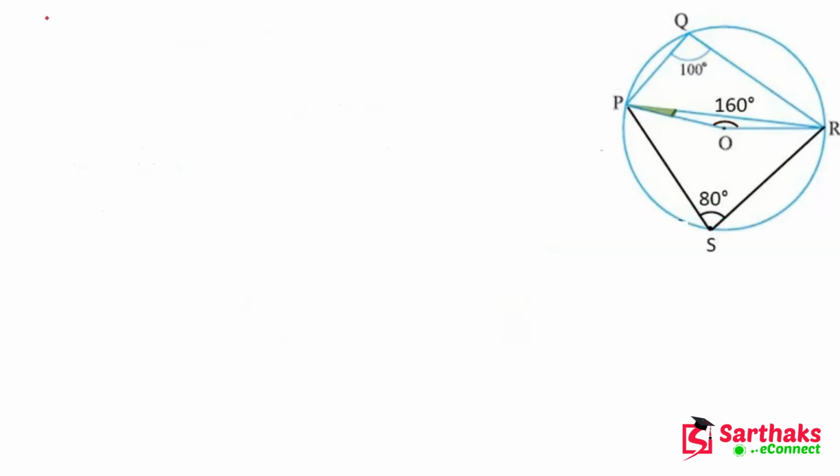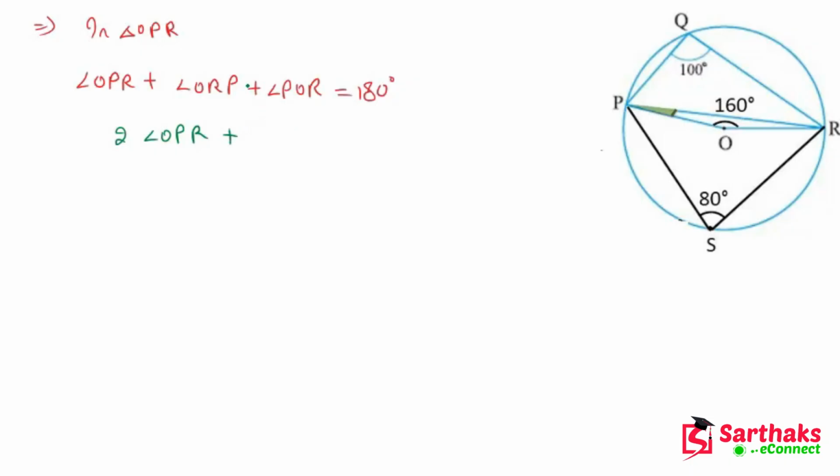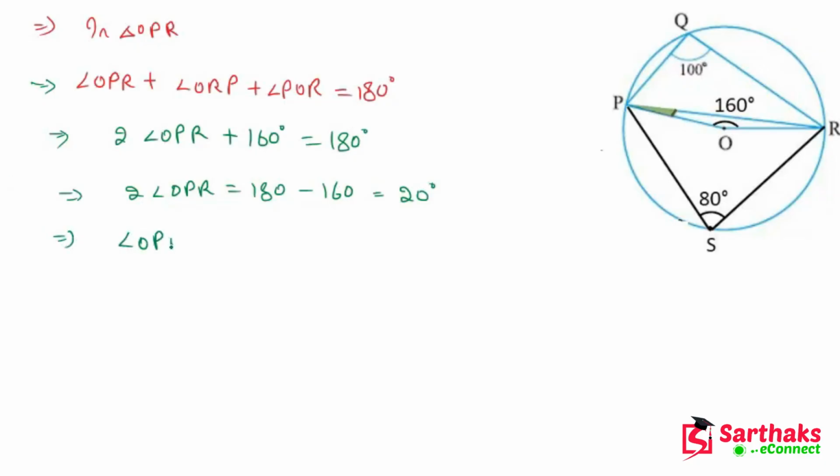Now also in triangle OPR, by the angle sum property we can write angle OPR plus angle ORP plus angle POR is equal to 180 degrees. Since angle OPR is equal to angle ORP, we can write twice angle OPR plus angle POR, which is 160 degrees, is equal to 180 degrees. So twice angle OPR is equal to 180 minus 160, which is 20 degrees, and angle OPR is 20 divided by 2, which is 10 degrees.